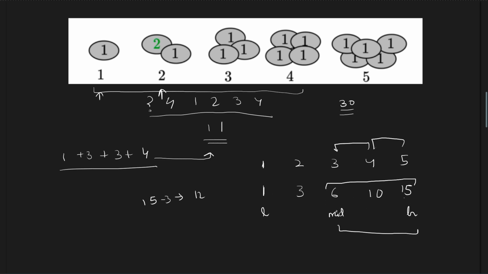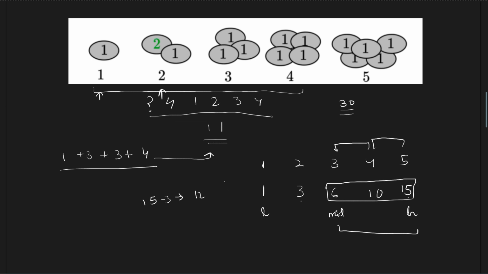In this particular case I just did 15 minus 3 to calculate the sum of this range. So 12 is my expected value if all the stones in this particular range have weight 1.